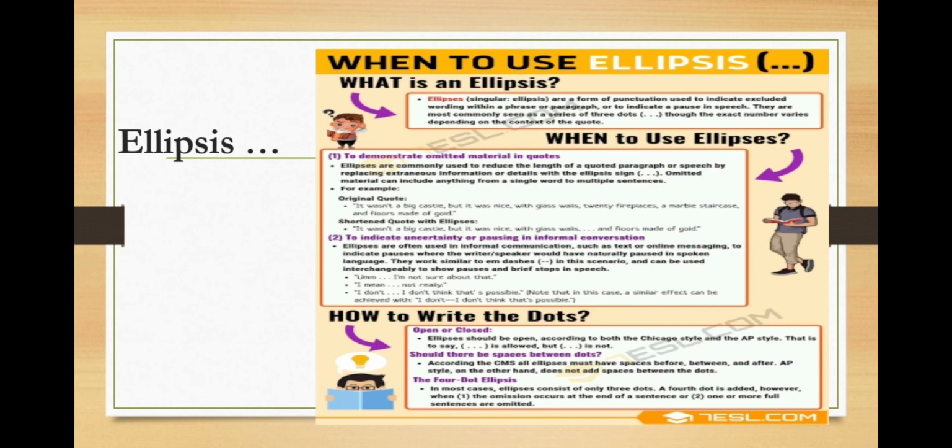And of course, we have ellipses. Ellipses are a form of punctuation used to indicate excluded words within a phrase or paragraph or to indicate a pause in speech. They are most commonly seen as a series of three dots, though the exact number varies depending on the context of the quote. For the example: I'm not sure about that... I mean, not really... Or I don't think it's possible... And many others. It depends on our sentence.